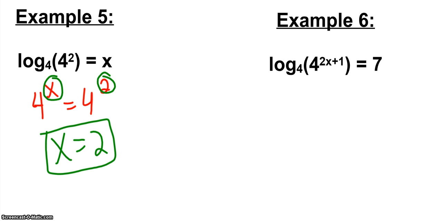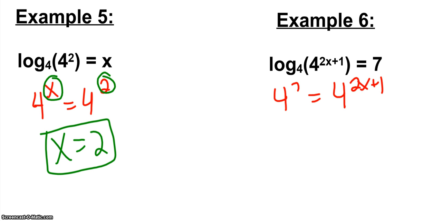Alright, next one, log base 4 of 4 to the 2x plus 1 is equal to 7. So just like our last example, we're going to convert it to exponential form. So we have 4 to the 7th is equal to 4 to the 2x plus 1.